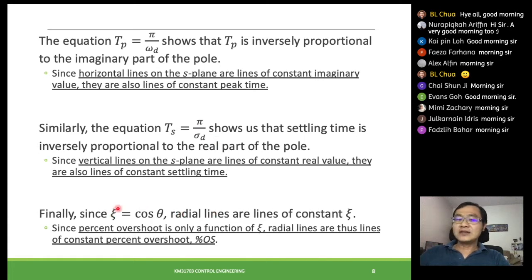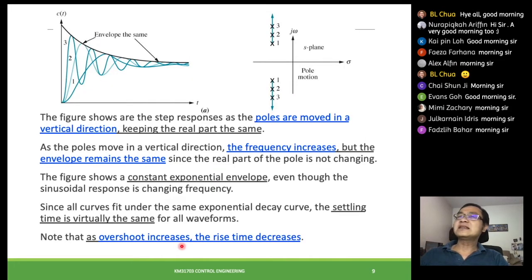Then finally we can also see this relationship between the damping ratio and the theta. And because of this theta, now you can see that since the percent overshoot is only a function of the damping ratio, therefore the radial line is a constant related to the percent overshoot, right? So this is where we would apply this concept, to make it easier for you to visualize.